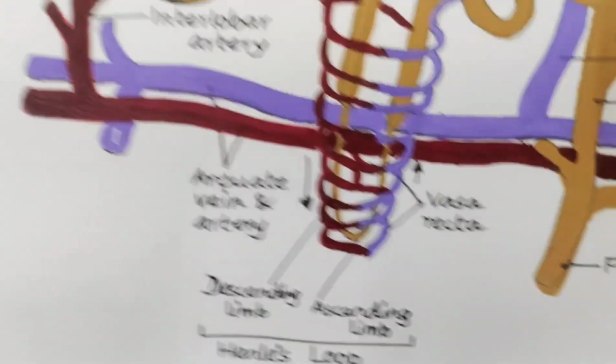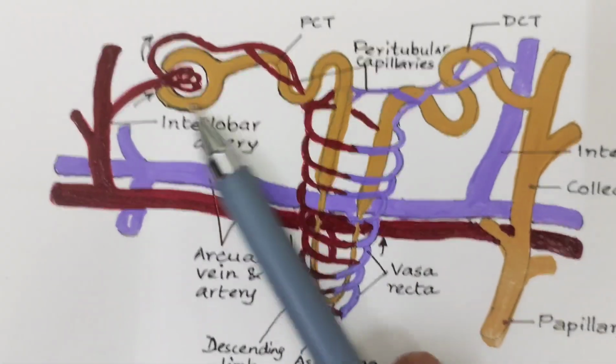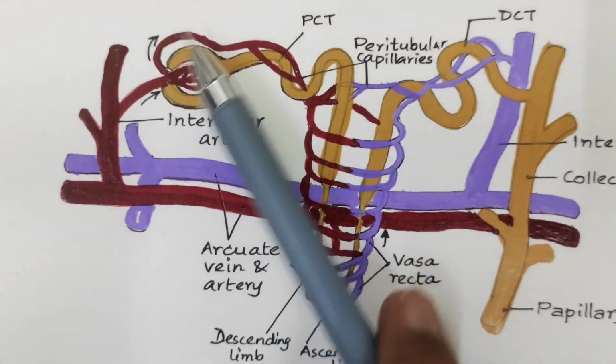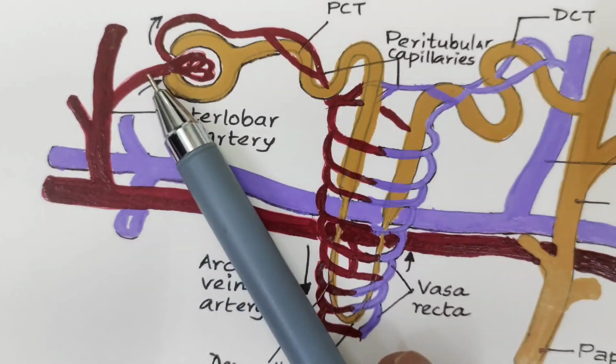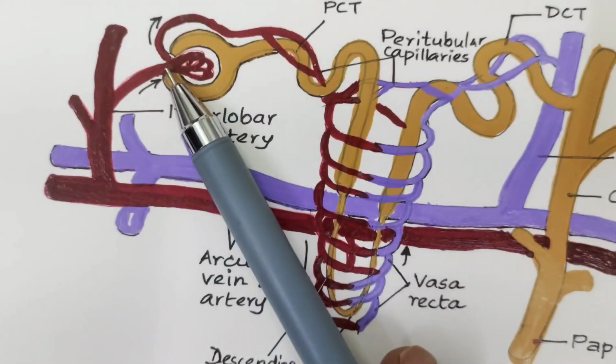Here we see the nephron. This is a figure of the nephron. This is the Bowman's capsule. This is the glomerulus. This is the afferent arteriole. This is the efferent arteriole. The afferent arteriole is much wider than the efferent arteriole.